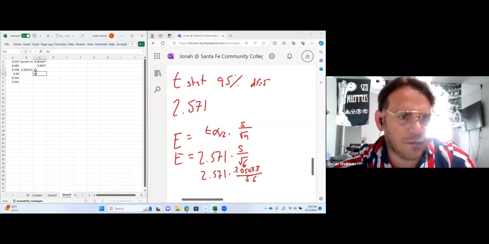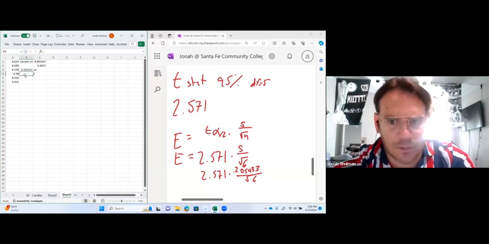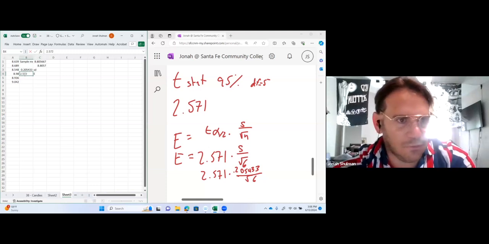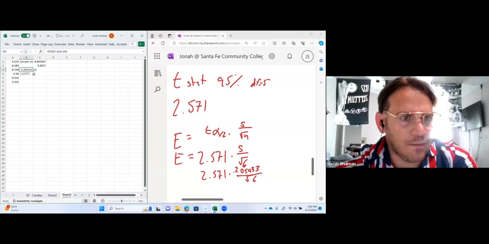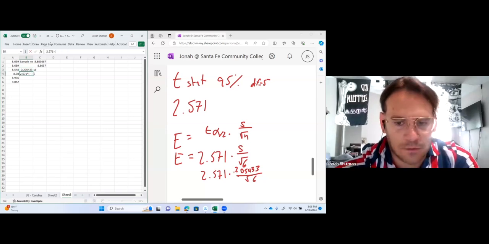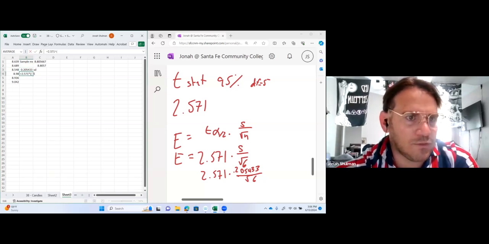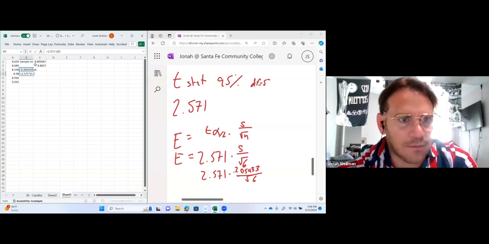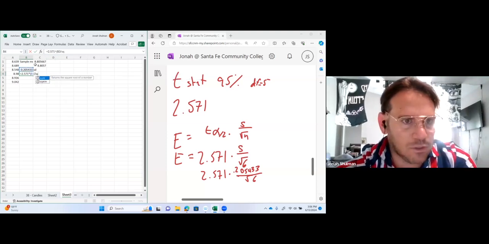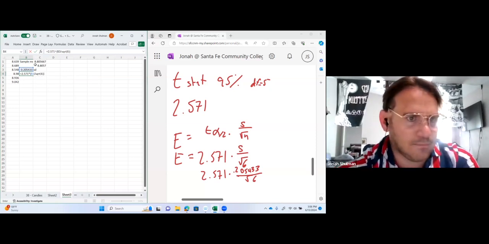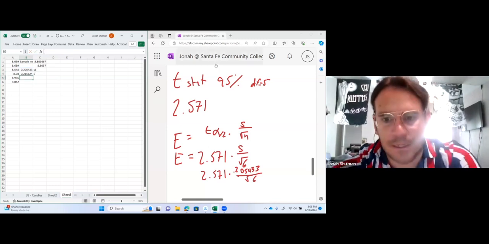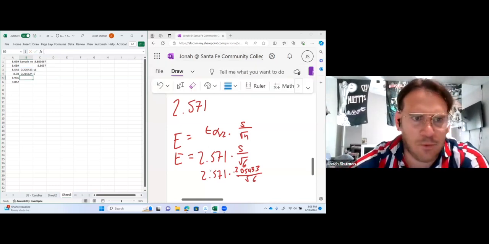And then for our error, I'm assuming it's this: 2.571 times parentheses, because we have to divide, equals 2.571 times parentheses, this guy, divided by the square root of 6. All right, I got an error of what? 0.21.